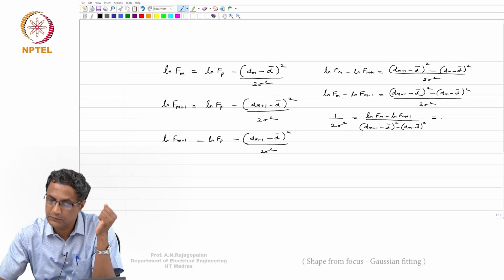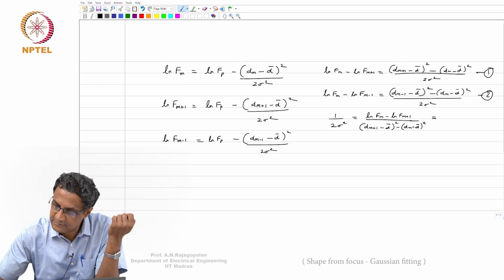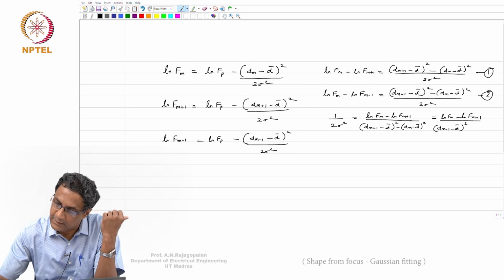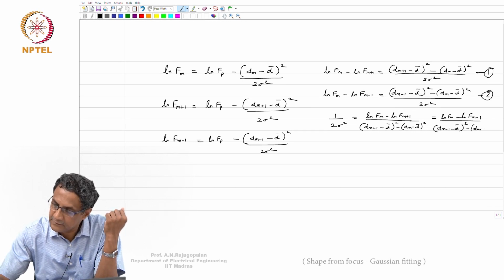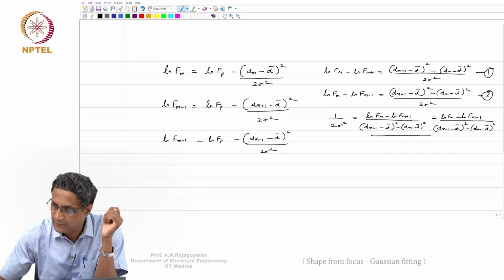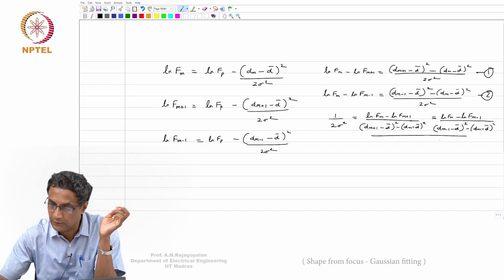also equal to, so if you look at, call this equation 1 and 2, from 1 and 2 clearly 1 by 2 sigma square equals ln fm minus ln fm minus 1 upon dm minus 1 minus d bar square minus dm minus d bar square, right? So finally we can even knock off sigma now. So now we have this equation which involves only d bar. Both sigma and Fe have gotten out.